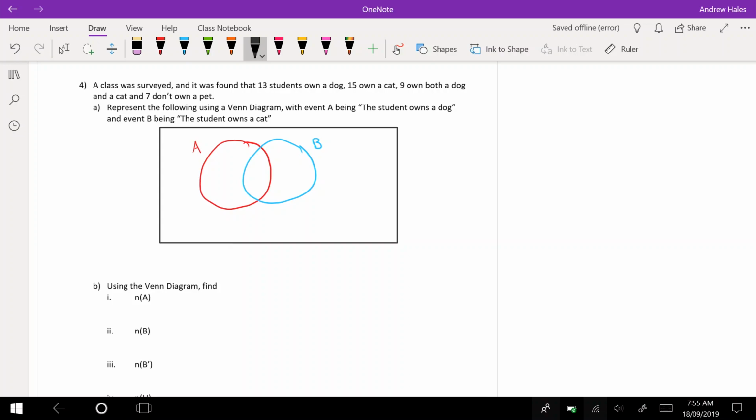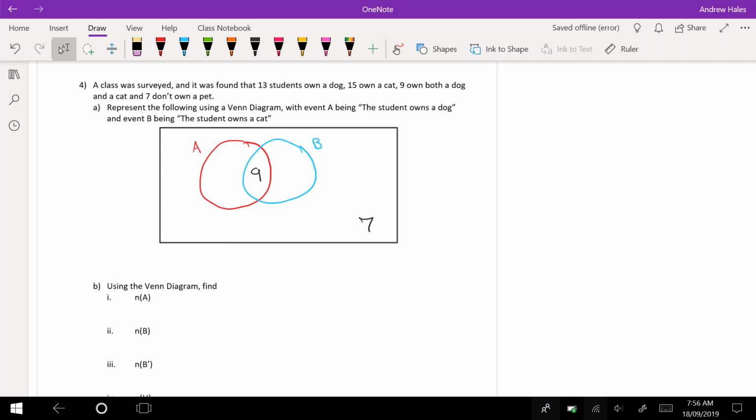Now, we don't know how many is total right now, so we can't really work off anything. Let's just find out what we do know. 7 don't own a pet. If we know that 7 don't own a pet, we mean that there's 7 out here, all on its lonesome. 9 own both of them, so that means that's the intersection of both sets. So 9 is that intersection in between the both of them.